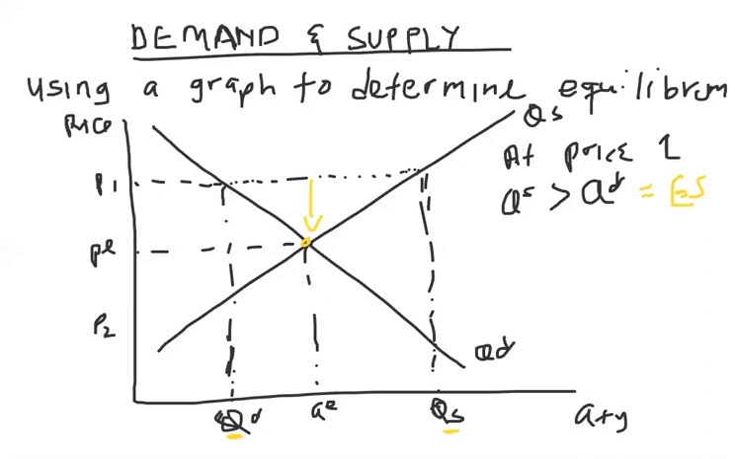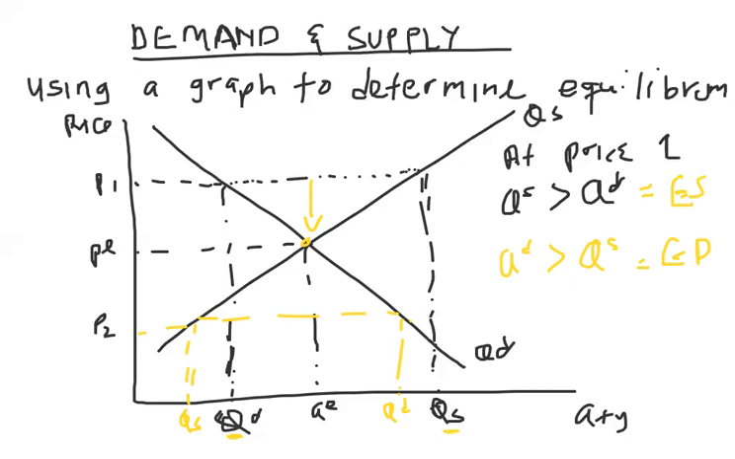Now let's look at price level 2. We can trace it also from here. At price level 2, this is the quantity supply, and this is the quantity demand. At that point, quantity demand is greater than quantity supplied. If demand exceeds supply, what happens? That means you have excess demand, right?